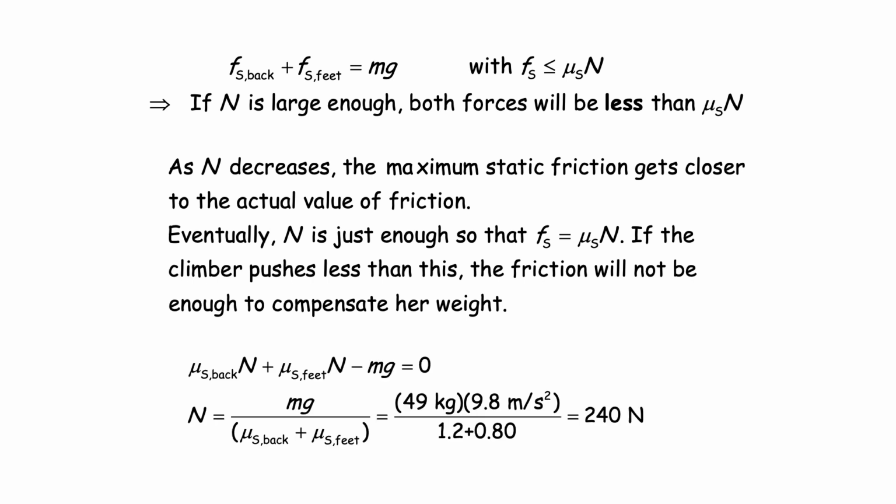And so what we do here is we assert that the limiting case, the smallest possible normal force, is the one where mu sub s times the normal force for her feet and back is exactly equal to mg. If she applies a larger normal force, again, the maximum friction will be larger, but the actual friction will always be mg. So we plug this in, we solve for N, we get mg over the sum of the two coefficients of friction, and we get 240 newtons.